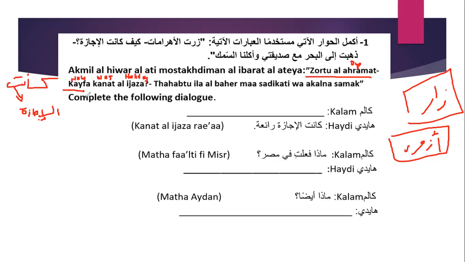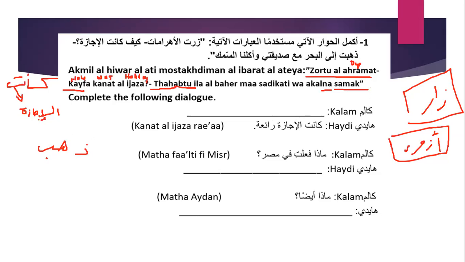What is ذهبت? I went. It's ذهب. We started from ذهب, and when I say ذهبت, it's I went. إلى is to. البحر is the sea. مع is with. صديقتي, my friend, she's a female. و is and. أكلنا is we ate. It's not one. We ate because we have na here. السمك is fish.